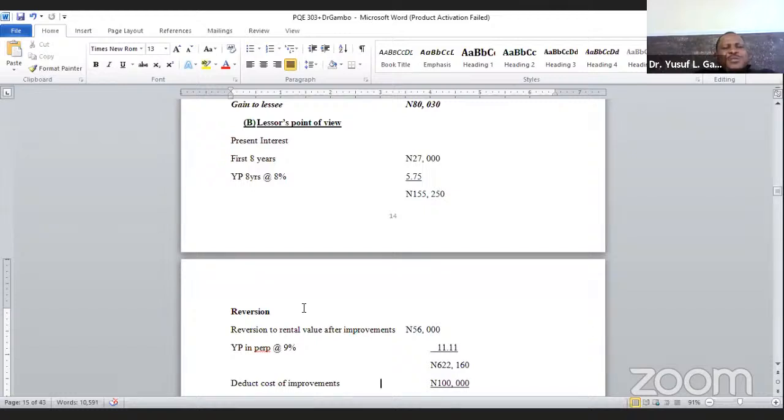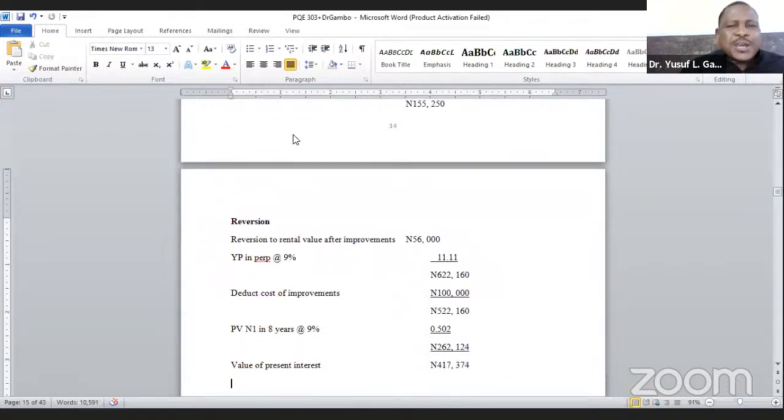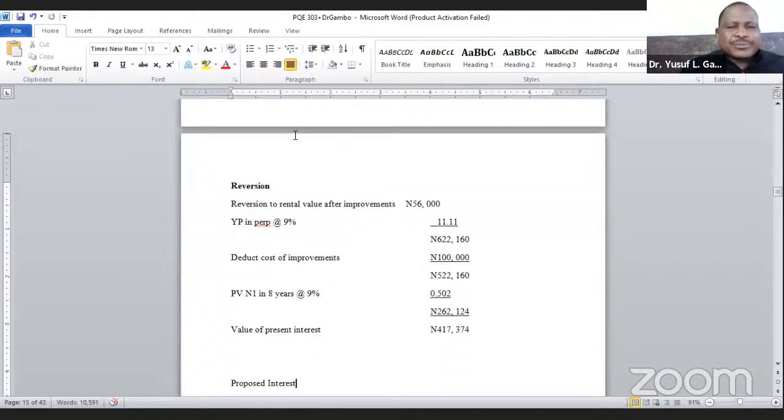Then when you multiply it by 27,000, you have 155,250. Reversion to full rental value: hypothetically, when you are renewing the lease for 30 years, we know it's 40,000, and when you invest 100,000, the rent will go up by 16,000 naira. So you add that 16,000 naira to 40,000 naira, and that gives you 56,000 naira, which is the full rental value in this case. That's why I have been taking my time to analyze the question for you.